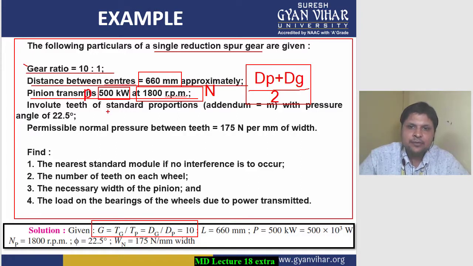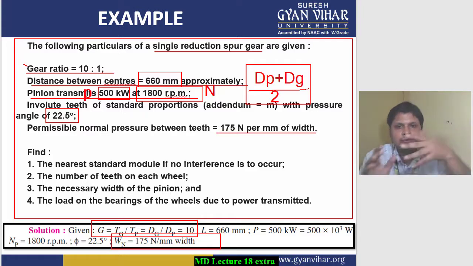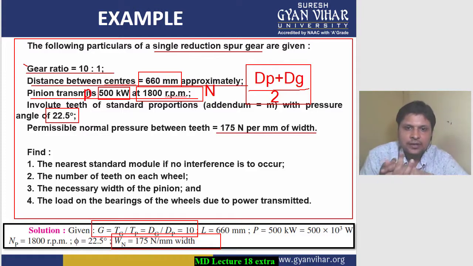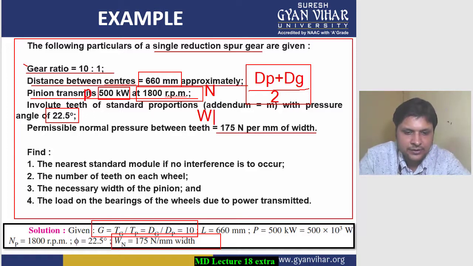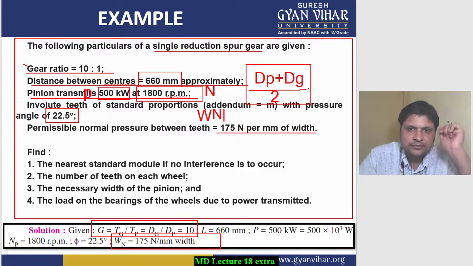involute teeth of a standard proportion with pressure angle. Pressure angle is also given to you. Permissible normal pressure between teeth is given. This will also be needed. This pressure means they are giving you the value of the normal load, Wn. Basically this 175 is Wn. It is, students, Wn.